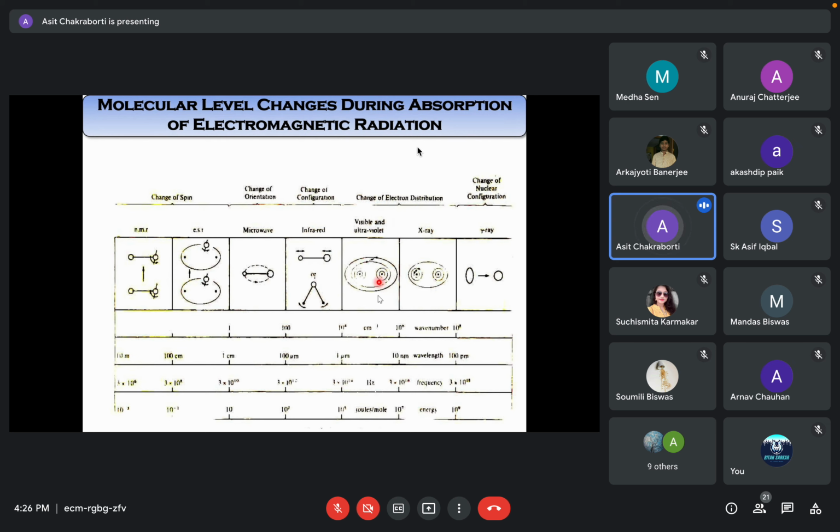The same thing is possible for UV, then it comes to the visible range. When electron release takes place in the valence shell, it is called ultraviolet spectroscopy. But it is distinguished from photochemistry. In photochemistry also we use electromagnetic radiation, but Lambert-Beer's law gives the boundary of UV spectroscopy.